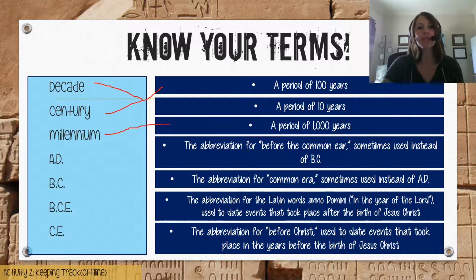We're also going to go over all of these abbreviations and make sure that you know what AD, BC, BCE, and CE are. So lots of different abbreviations there. We want to make sure that you know how to use each of those correctly as well.